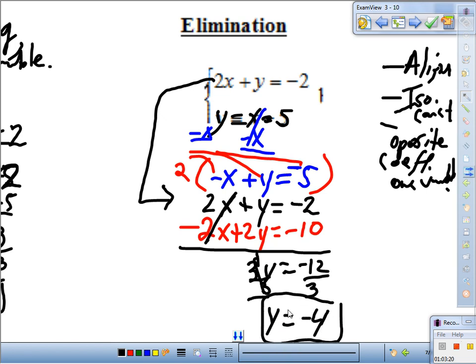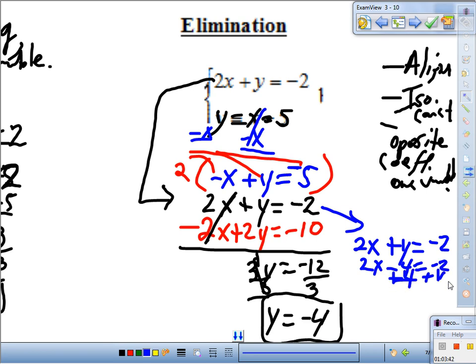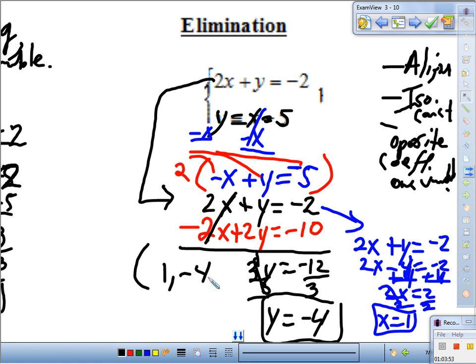What do I do with that? Substitute into one of the two. Which one do I use? I'm going to use the top one, this one. 2x plus y equals negative 2. 2x, and then instead of y we write negative 4 equals negative 2. Plus 4, plus 4. 2x equals 2. Divide by 2. x equals 1. Therefore, my solution is 1 comma negative 4.